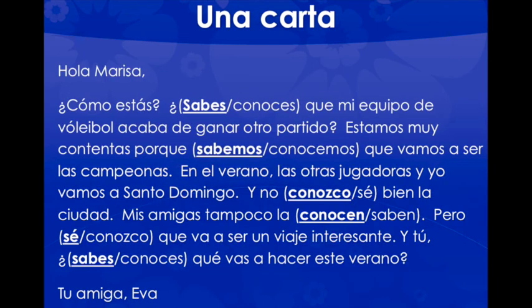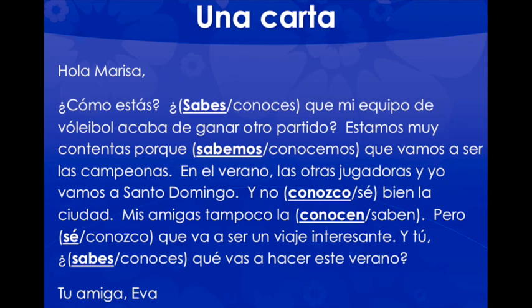So for example, ¿sabes que mi equipo de voleibol acaba de ganar otro partido? Did you or do you know that my volleyball team just won another game? That's information. Estamos muy contentas porque sabemos que vamos a ser las campeonas. We are very happy because we know that we are going to be champions. What do we know? That we are going to be champions. That's information. Not talking about knowing people or places.